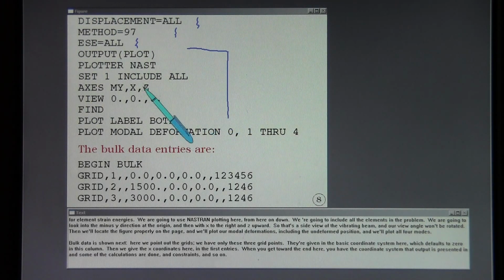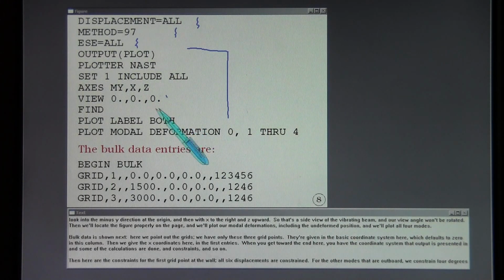We're going to look into the minus y direction at the origin, and then with x to the right and z upward. So that's the side view of the vibrating beam. And our view angle won't be rotated. Then we'll locate the figure properly on the page. And we'll plot our modal deformations, including the undeformed position. And we'll plot all 4 modes.